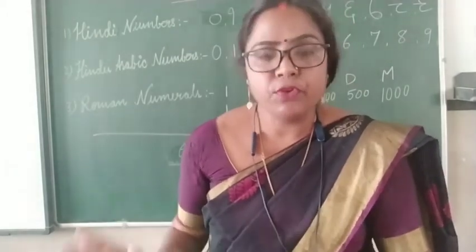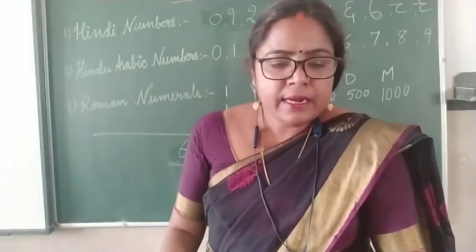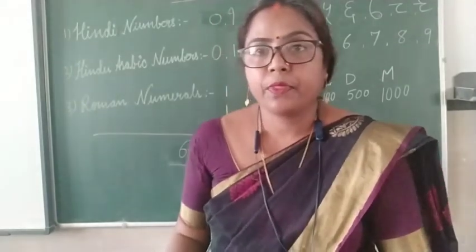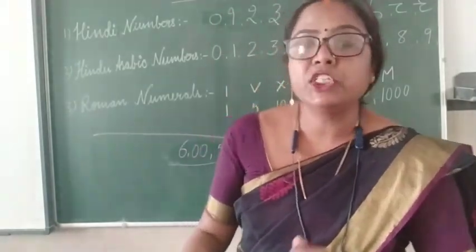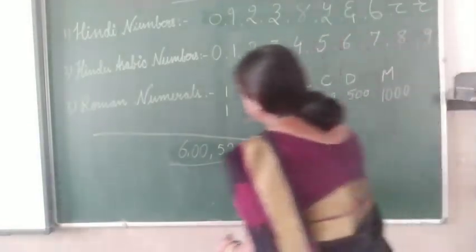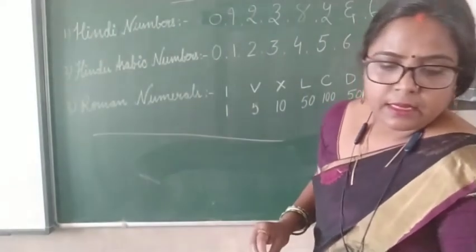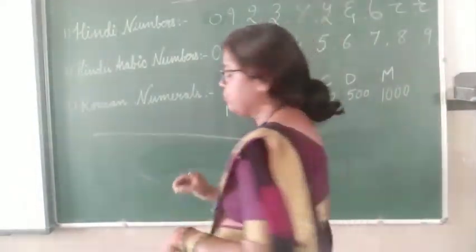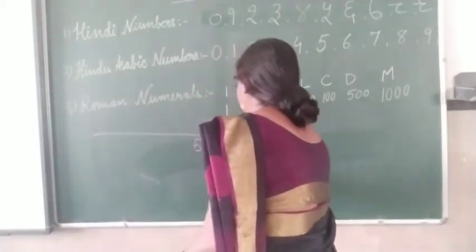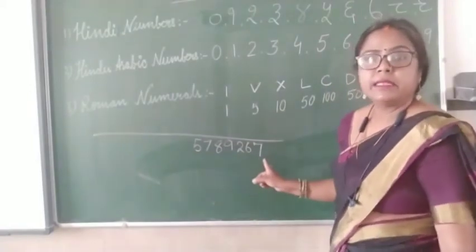Fourth, again you have to follow the same process. Now, according to the Indian number system and international number system, we have to put the comma. Okay, this is the fifth question given in your exercise book. So first, what will we write down? We will write down the number. So I am taking one number, that is 5789267. This is the number.